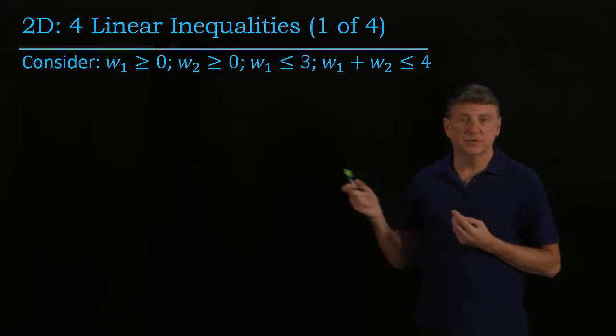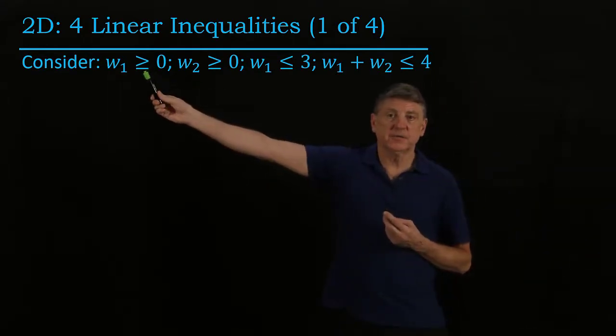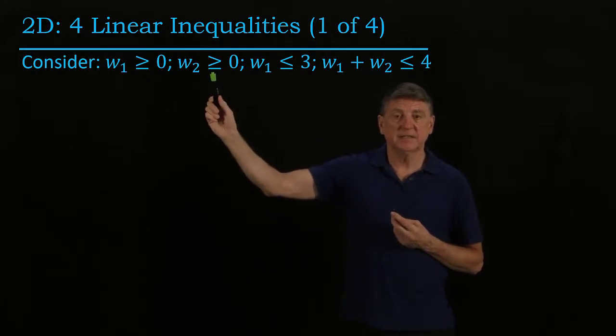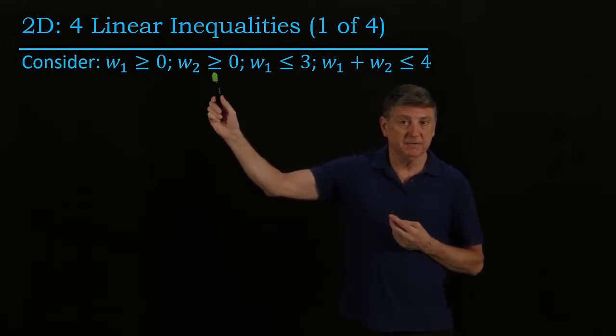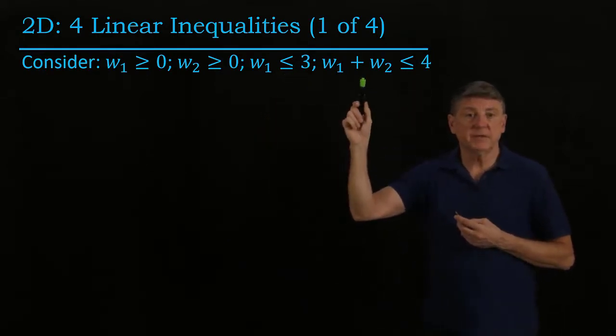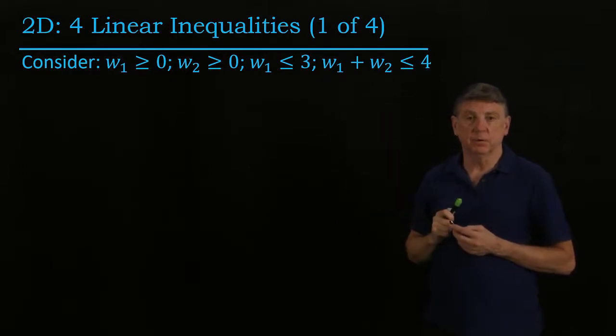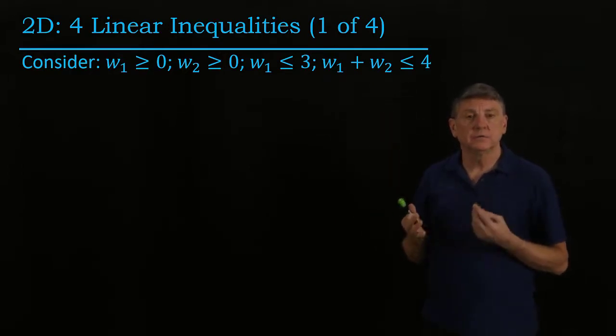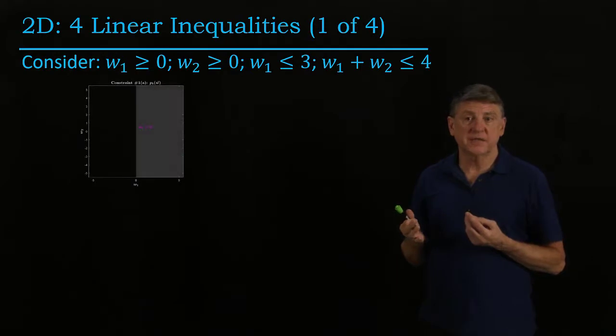Suppose that we have 4 constraints. One is that the first entry has to be non-negative. The second constraint is that the second entry has to be non-negative. The third constraint is that the first entry has to be less than or equal to 3. And then we want the sum of the entries to be less than or equal to 4. We can use simple graphs to understand these.